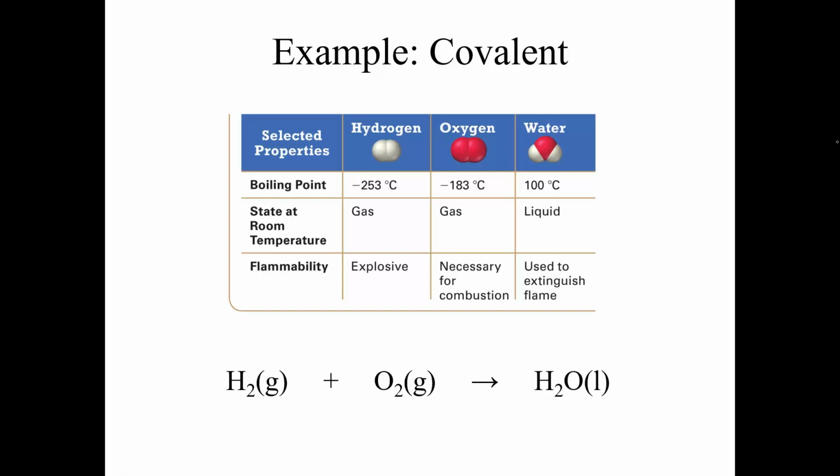Moving on to covalent compounds. Covalent compounds are two elements, nonmetals, that when they bond, they share electrons, just as a reminder. And here we have hydrogen and oxygen forming a covalent bond, right?